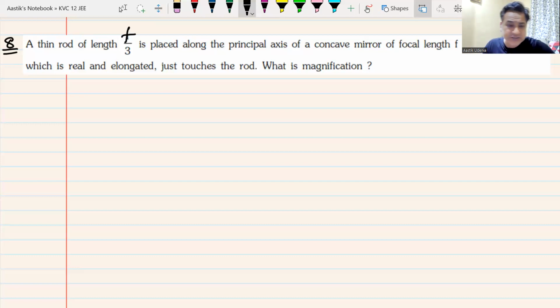Up till now, we have done questions only on one mirror, my dear friends. So in the next class, will come more than one mirror. And don't get scared by more than one mirror.